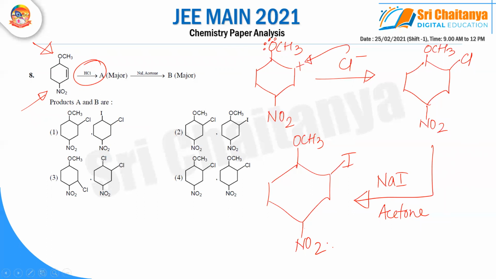So A here is a Cl here. I think this is my A, and B should contain an I. So this is my B. So 2 is the correct answer.